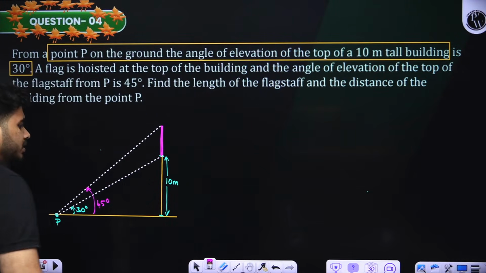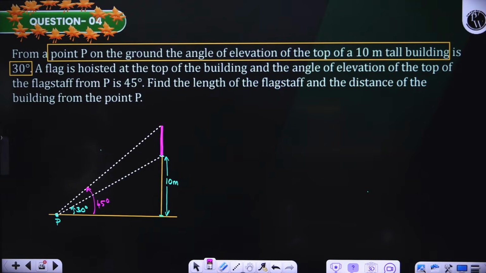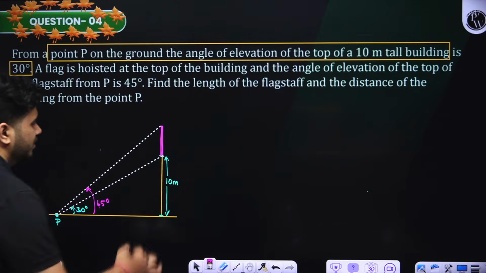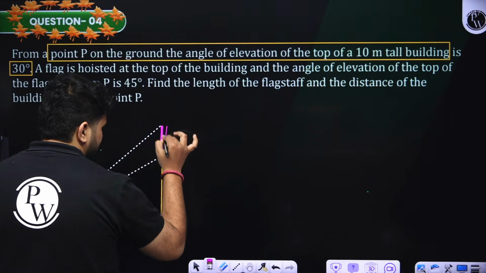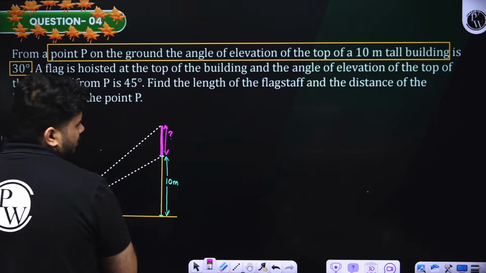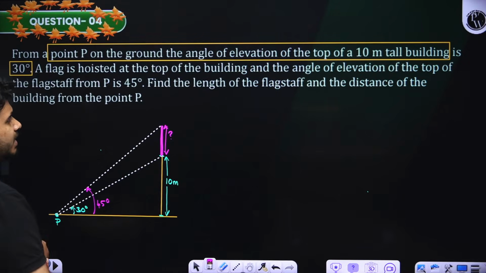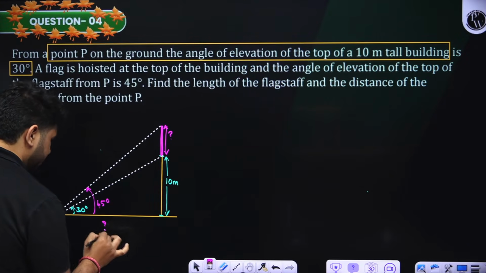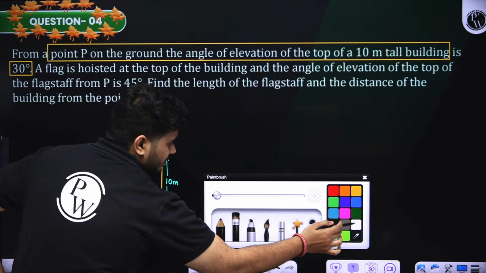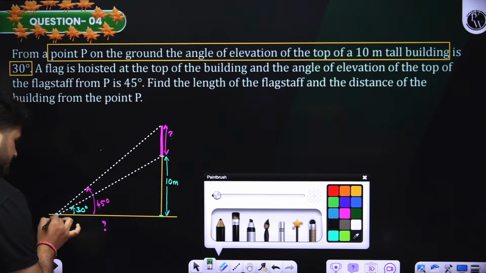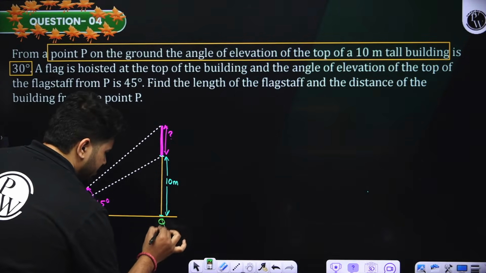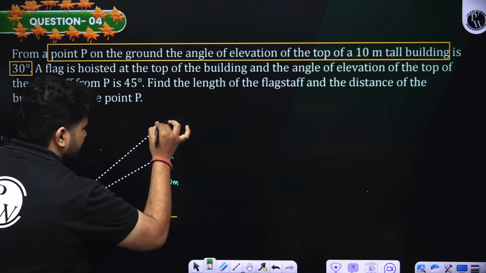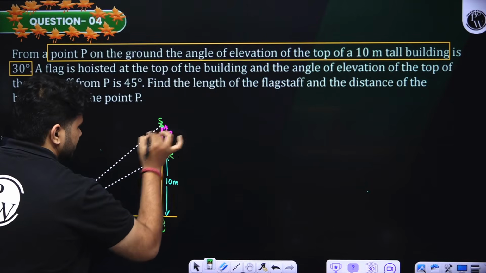Clear? Now they are asking that you need to find the length of the flag staff. We need to see how much length this is, we don't know, question mark. They are telling that find the length and the distance of the building from the point P. Is the distance they are asking. It is an easy problem, because we can name this P, this is Q, this is R, and this is S. We can name it like this, correct?